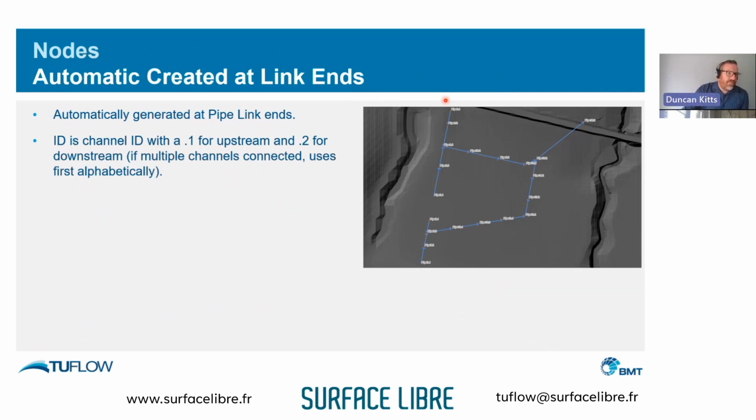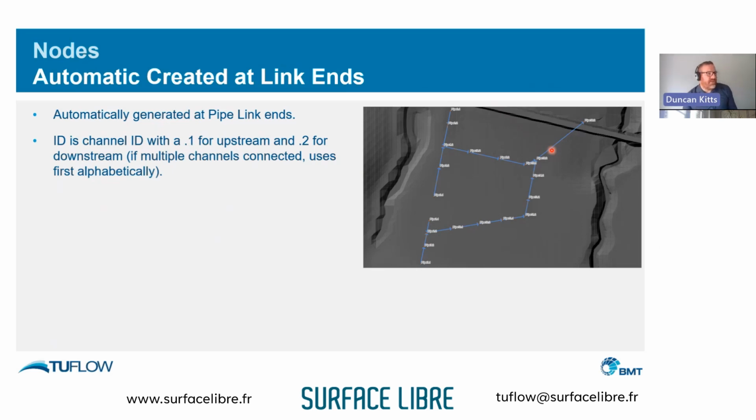So this is a simple pipe network. If you've done any of the tutorials, you may recognize it. But all we've done here is brought in a 1D network layer which represents the pipes. And TUFLOW then automatically generates a node at the upstream and downstream end of each of these links, with a naming convention where it will suffix a .1 for the upstream node and a .2 for the downstream node.